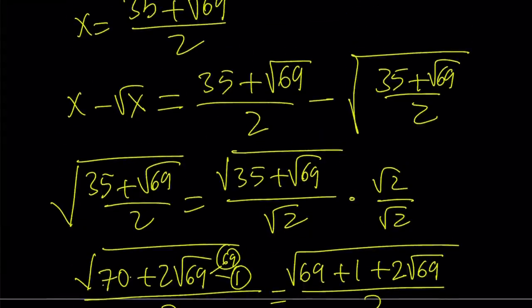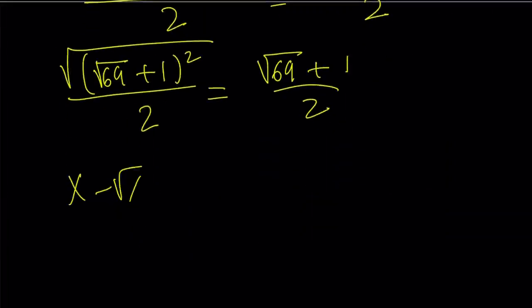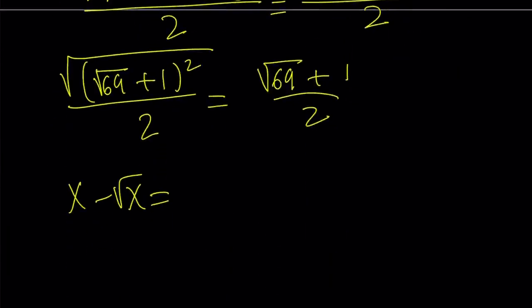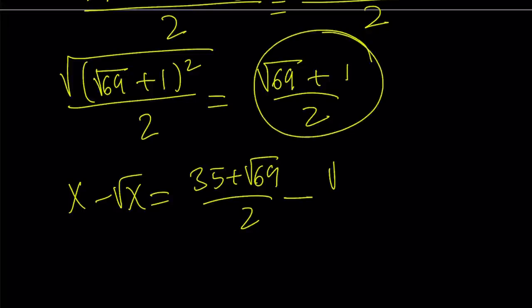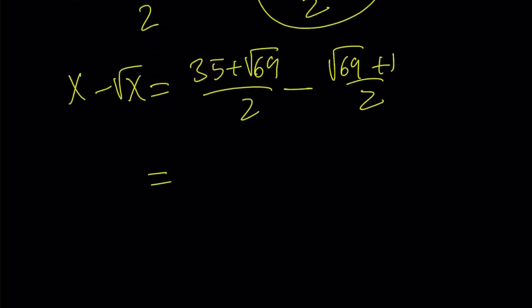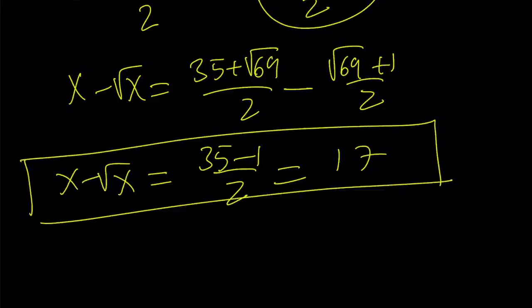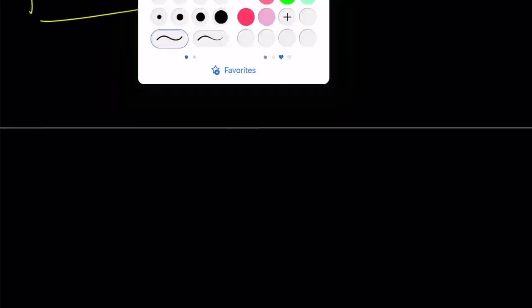Now remember, that's just part of the expression. So I'm going to go ahead and plug it in here to find x minus square root of x. x is equal to 35 plus square root of 69 over 2, minus the square root of x, which is equal to this, square root of 69 plus 1 over 2. They have a common denominator, so the answer becomes 35 minus 1 over 2, which is 34 over 2, and that is equal to 17. So my expression for the only x value that works is going to equal 17.